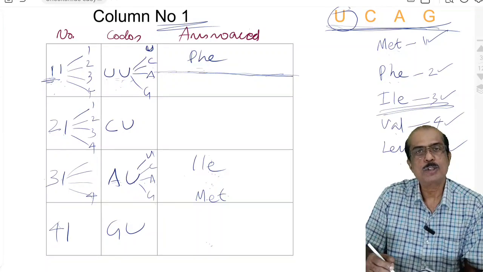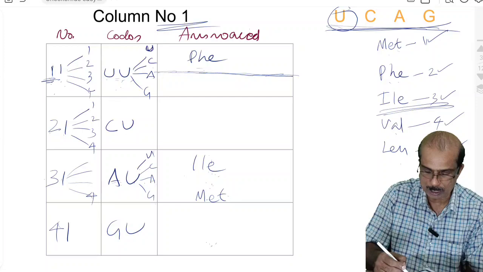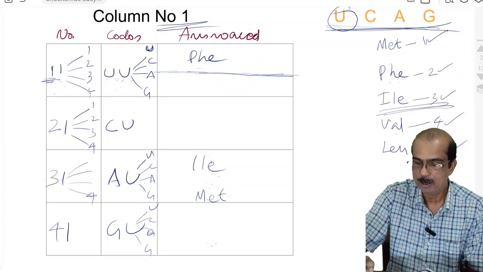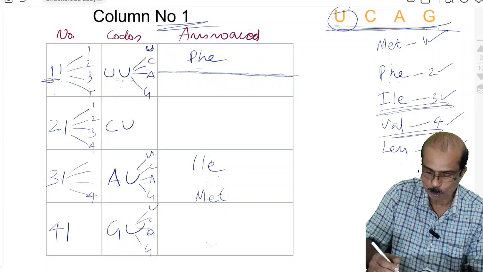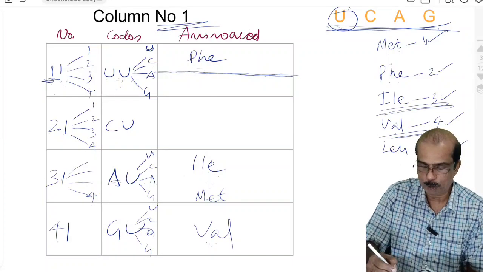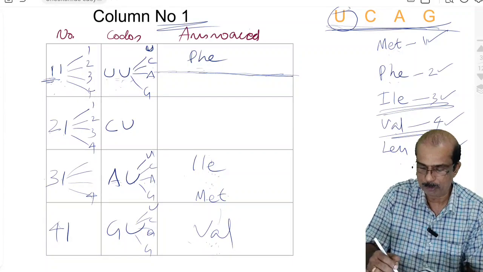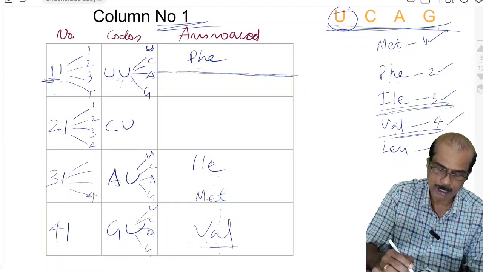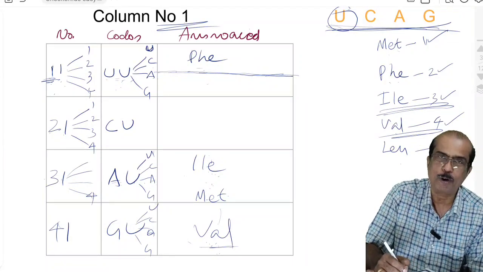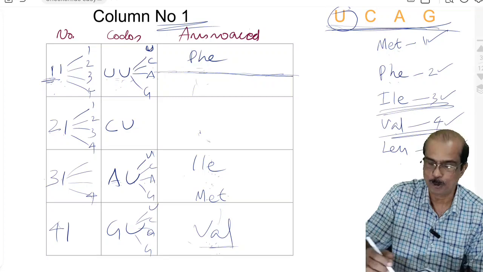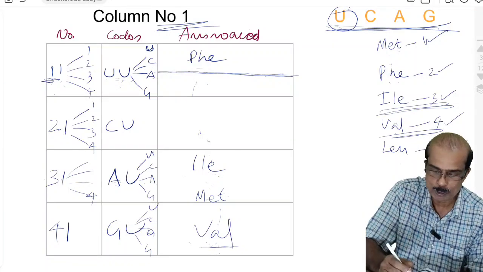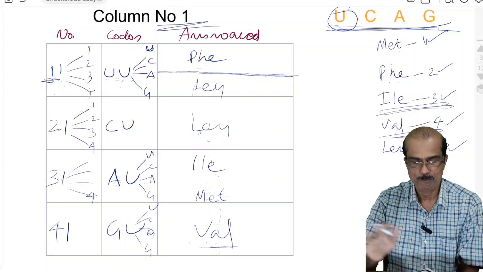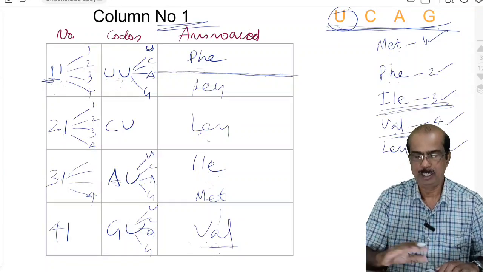In the lowermost row, there are four codons, U, C, A, G, all of which code for valine. This space will be filled with valine. Here, the remaining is two codons here and four codons here. After all, six codons are for leucine. You have to write leucine here and leucine here. The first column is completed. Very easy.